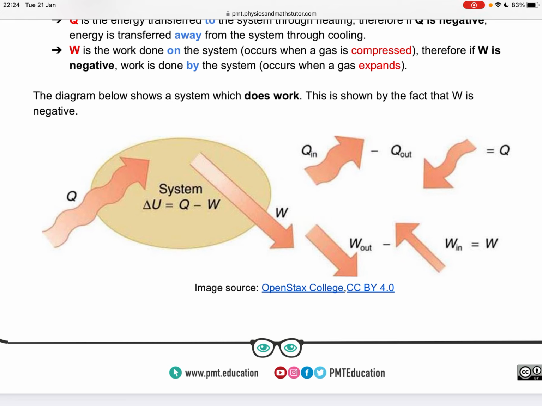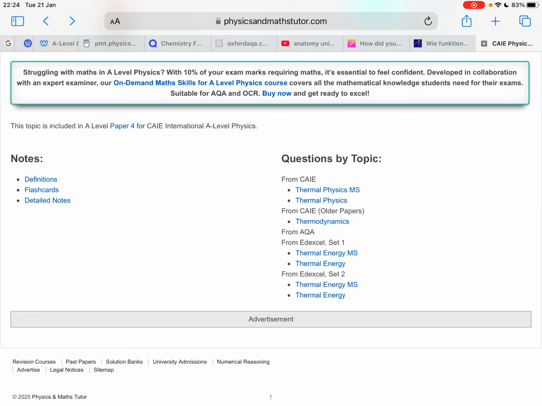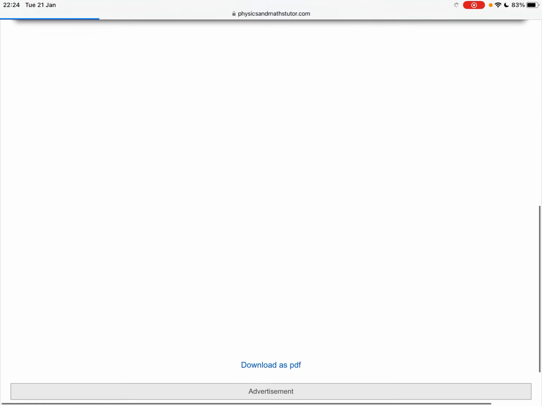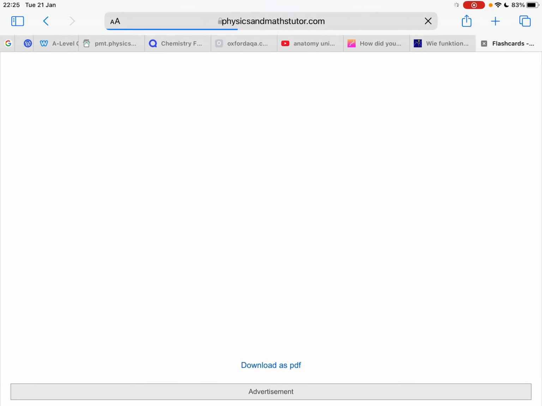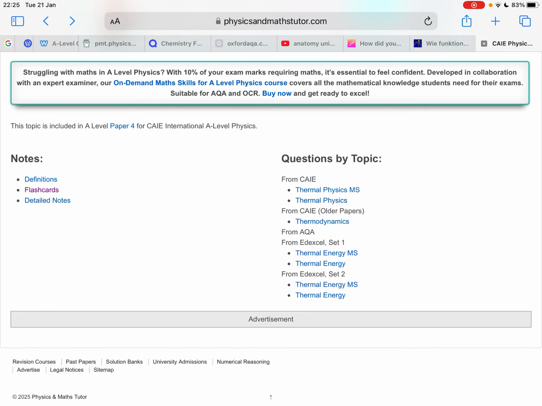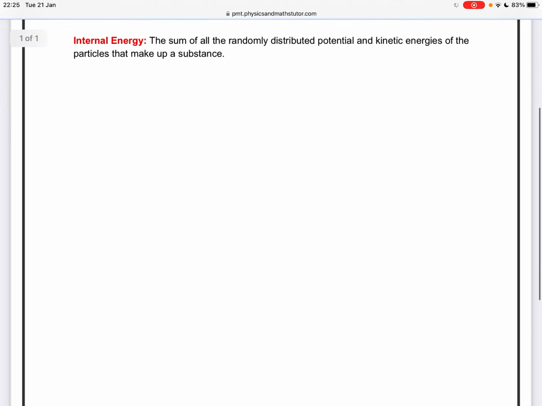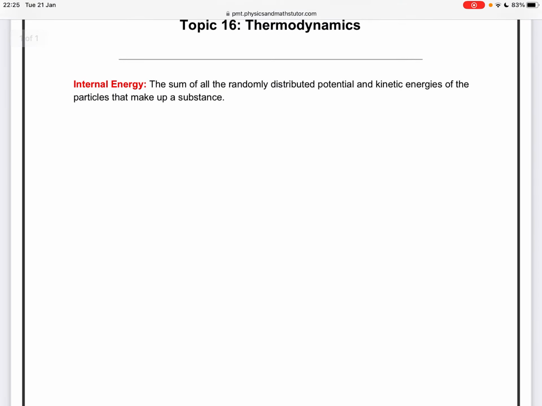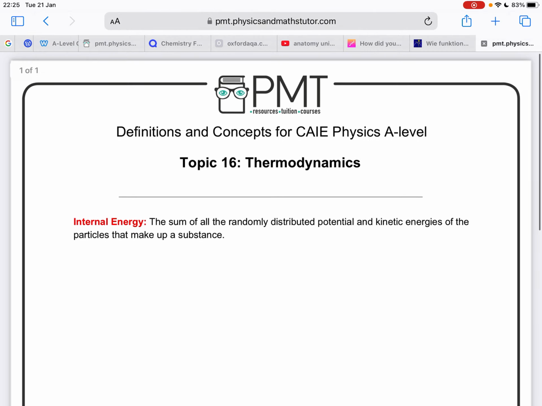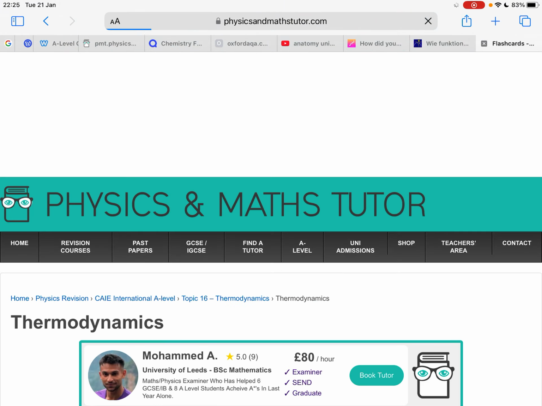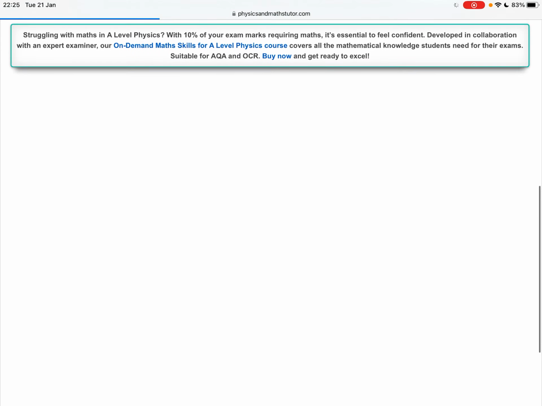Great. Now we're done with the notes themselves. So we're going to the flashcards to refresh our memory. First, the definition, to make sure we understand it, and then we go to the flashcards. The only definition we have is internal energy, which is the sum of all the randomly distributed potential and kinetic energies of the particles that make up a substance. So the flashcards, let's get started, and the fun starts now.